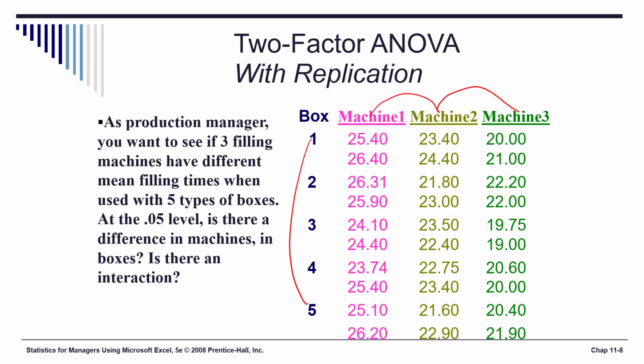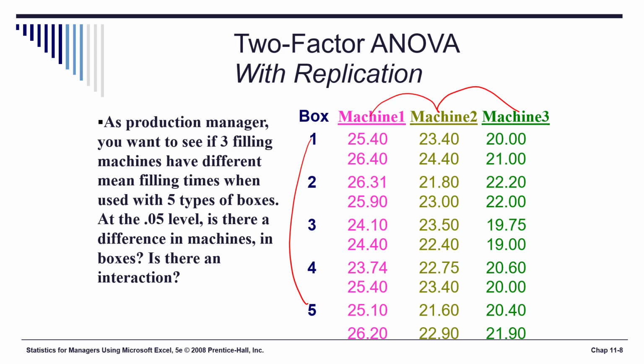So again, let's go back to this example about two-factor ANOVA with replications here. As a production manager, you want to see if three filling machines have different mean or average filling times when used with 5 types of boxes at a 0.05 level. Is there a difference in machines, in boxes? Is there an interaction? So we're testing machines as the column factor, boxes as the row factor, and also the interaction.